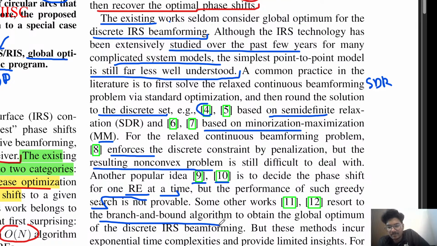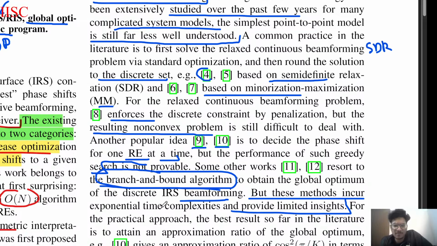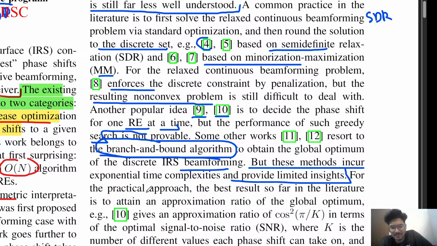Some other work, in papers 11 and 12, uses the branch and bound algorithm to obtain the global optimum for the discrete IRS beamforming. But these methods incur exponential time complexity and provide limited insight. For the practical approach, the best result so far in this literature is an approximation ratio of the global optimum, studied in paper 10.